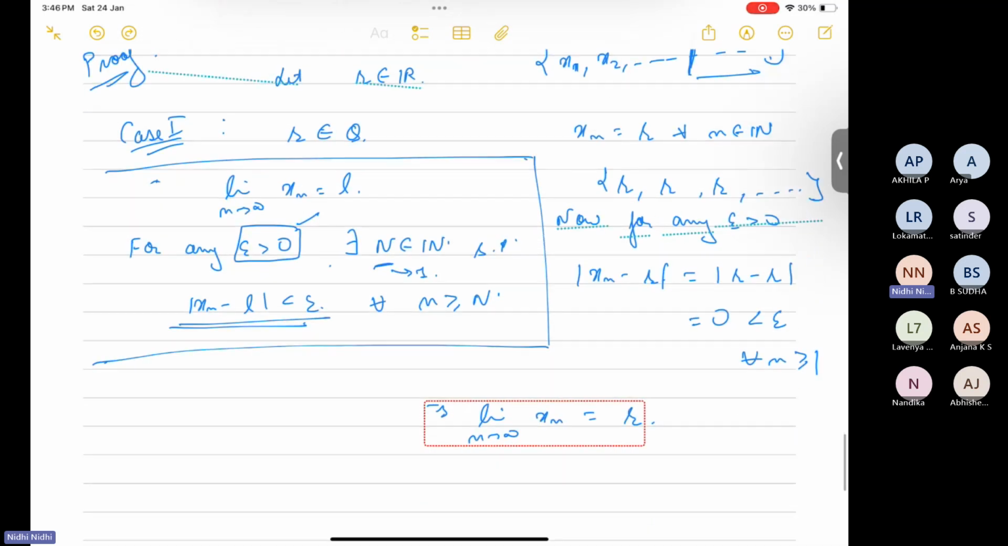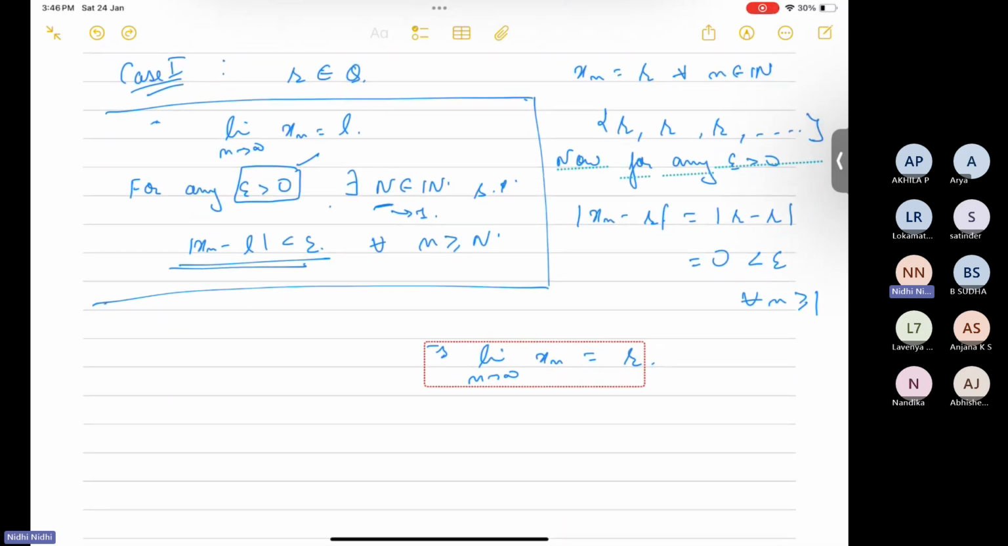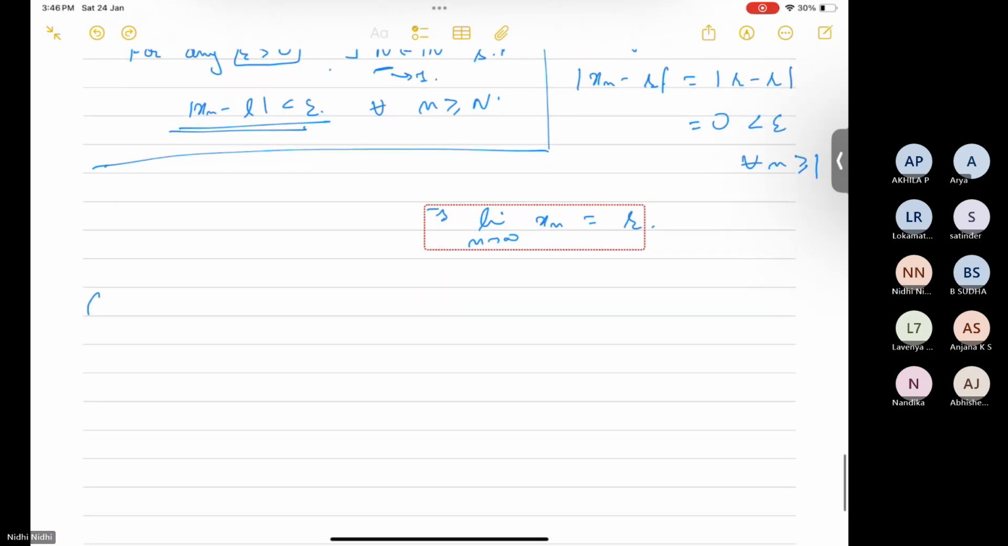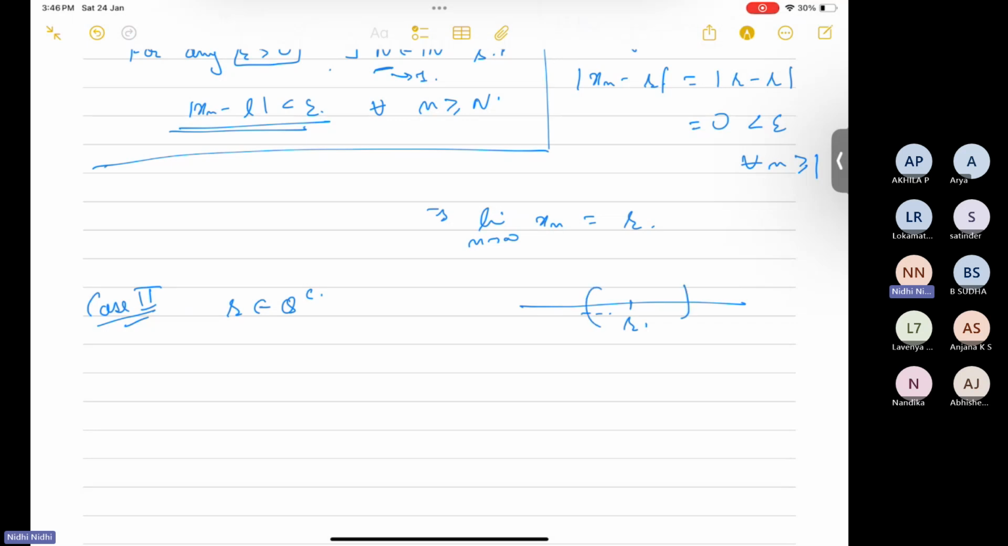Next comes the problematic case where this R is irrational. Case 2, when R is irrational. Now we need to find a sequence. Suppose this is R. We need to find a sequence such that, again, after some stage, all the points lie in R minus epsilon to R plus epsilon. So for this, we'll have to use the density property of the set of real numbers. Are you all familiar with the density property?